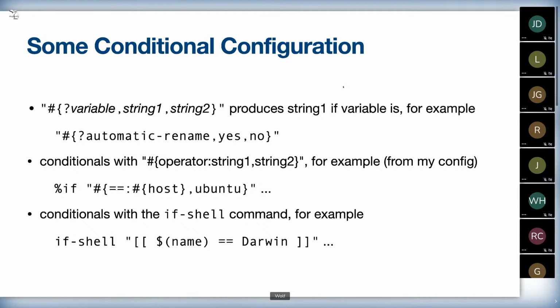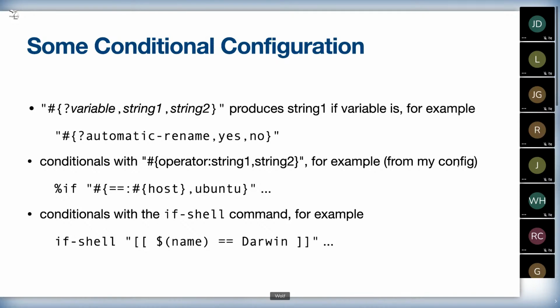You can also do conditionals. So here's an example from my config. %if is the thing that starts a conditional, or %elif. And it's a format string, so it has quotes around it. Pound curly, and then the operator that we're using, which here is equals for comparison, the colon, as I said before. And then string 1 is the value of host, and string 2 is Ubuntu. So this is comparing if the host I'm on is Ubuntu, and if so, do something. And then finally, you can use the if-shell command. So here's me testing to see, oh, I said name instead of uname. That's really uname. I'm testing to see if I'm on my Mac, because uname is Darwin.